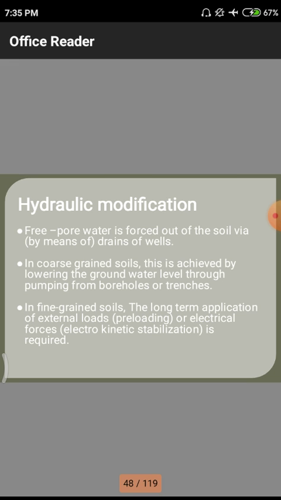Coarse grain soils are simply like our assignments, but in the case of fine grain soils, it is like our final examination pattern, so for that long span of period we have to use these kinds of applications for dewatering techniques by using different principles like electrolytic stabilization and others.